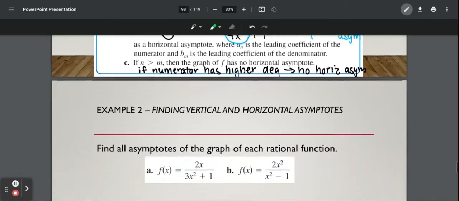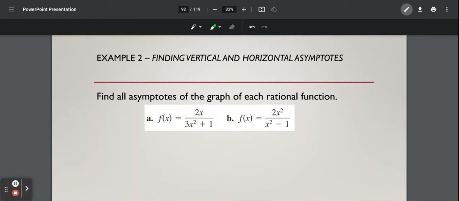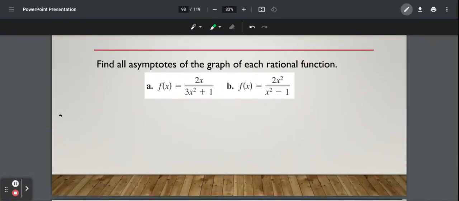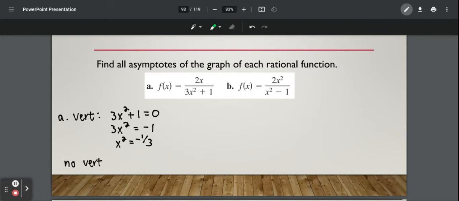So in this example 2, finding vertical and horizontal asymptotes. Let's start with A. If we're looking for our vertical asymptote, the first thing you want to do is factor it if possible, which in this case, we can't factor it anymore. So our vertical asymptote will come from when our denominator, 3x squared plus 1, equals 0. If you were to try to solve this, 3x squared equals -1, or x squared equals -1/3, hopefully you get to a point where you realize you're going to get an imaginary number, which would mean that there's no vertical asymptotes.